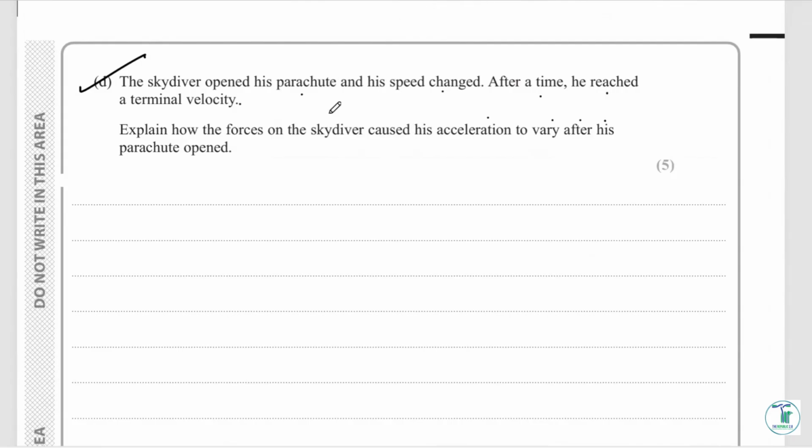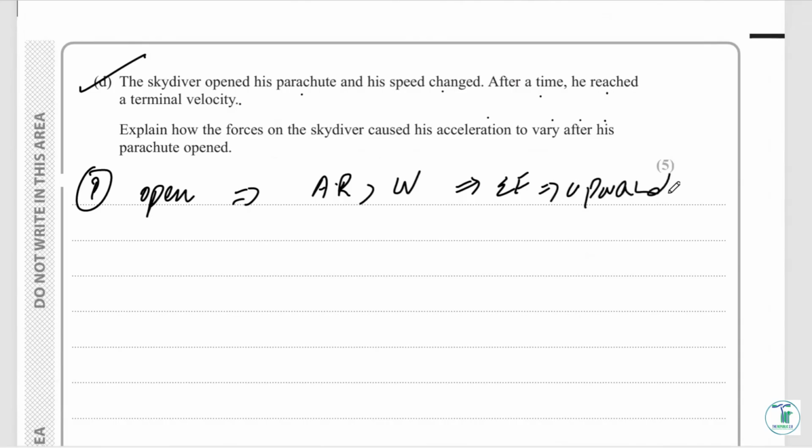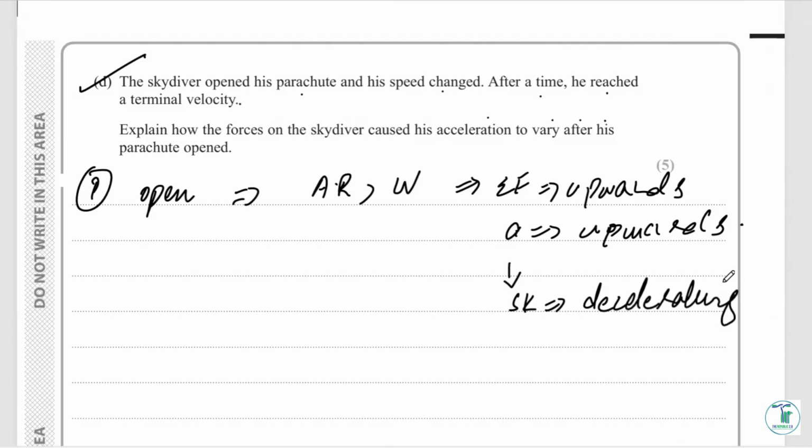So first of all, remember that as soon as the parachute opens, air resistance should be bigger than the weight, right? So what does that mean? That the resultant force is acting upwards. Initially, the resultant force is acting upwards. And similarly, the acceleration of the body must be upwards as well, right? And when the resultant force is upward, the skydiver would start decelerating. Acceleration is upward, but the skydiver should start decelerating.